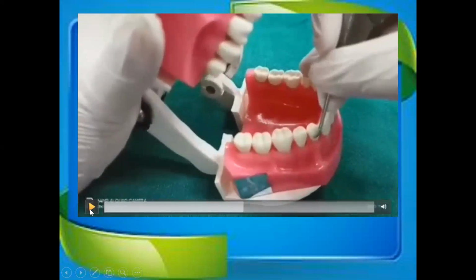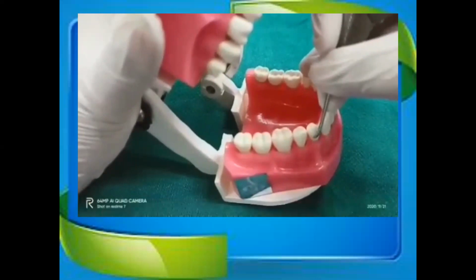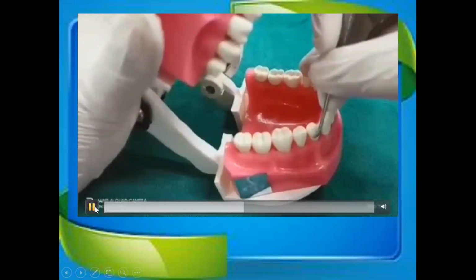So second one is cross arch. In this, the finger rest is established on the tooth surface on the opposite side of the same arch. See, this is the finger rest and we are doing instrumentation on the opposite side of the arch.